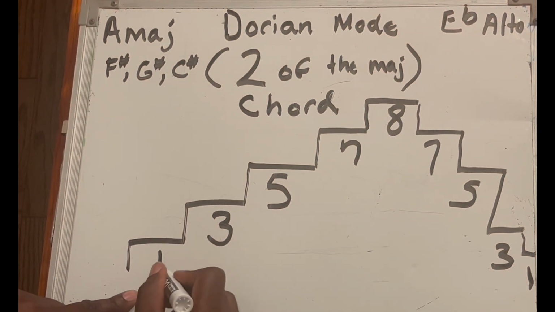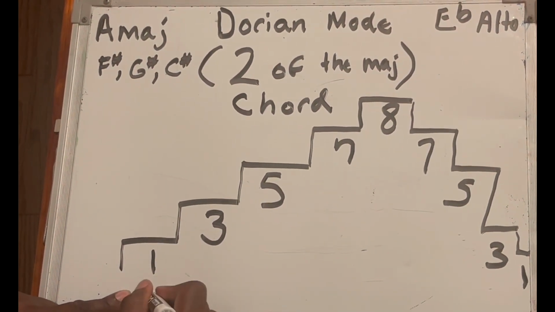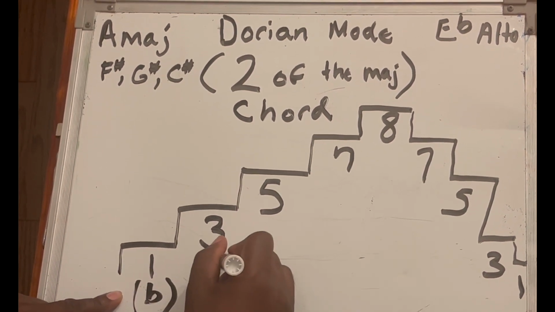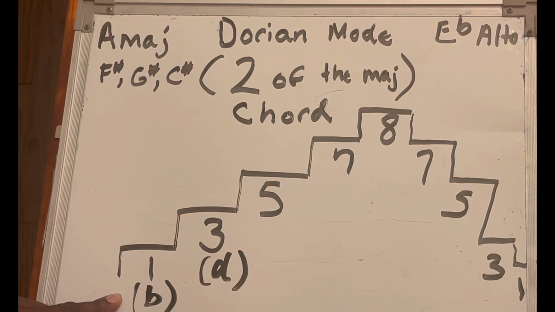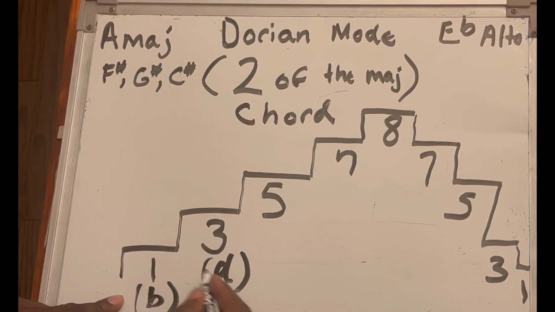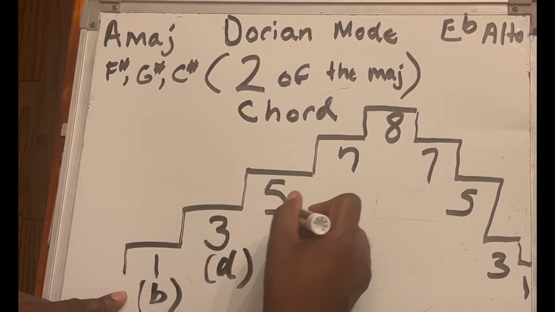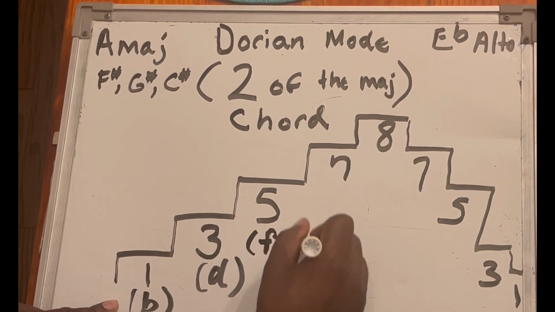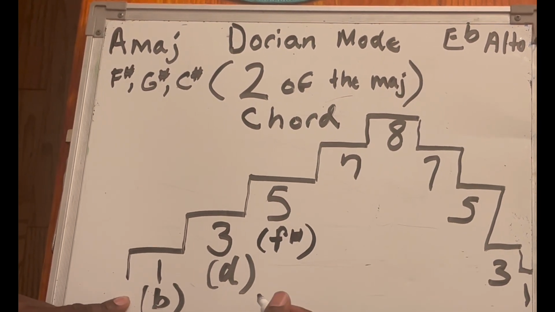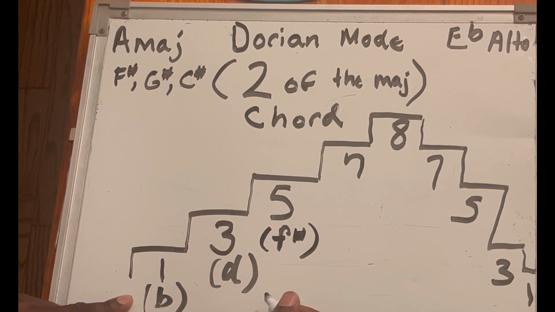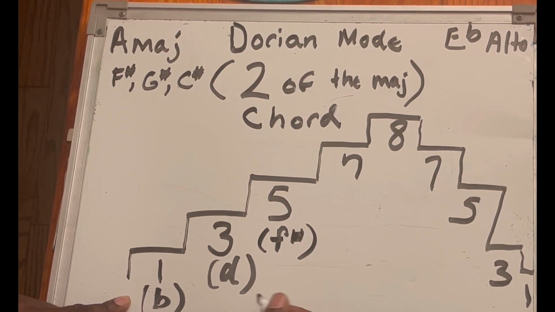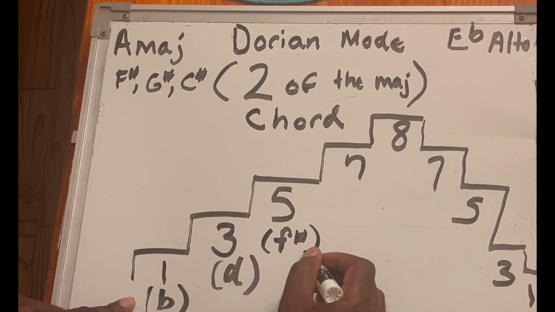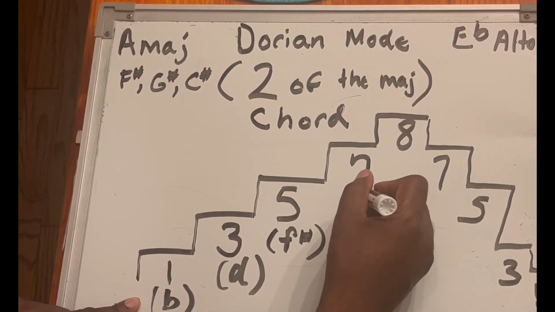So let's talk about that. So this time I'm going to put it underneath. So B is the 1. Then D is 3. Remember we skipped the C sharp that's right in between. Then we got B, D. Then the next one is going to be an F sharp. F sharp is the 5. And then the 7 is going to be, what'd you say? Did you get it? So we got B, D, F sharp, and then A is going to be the 7th.